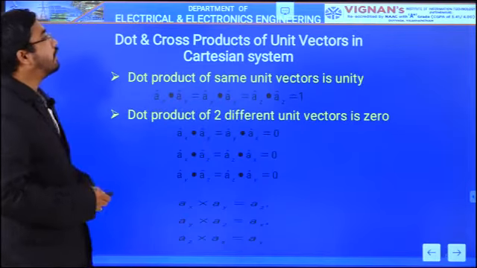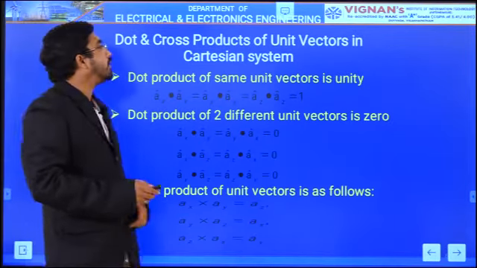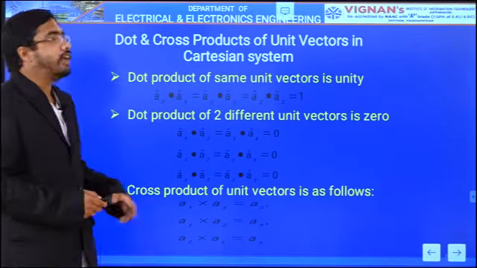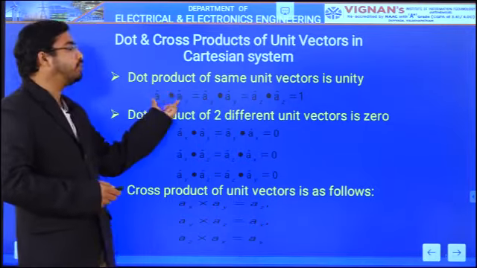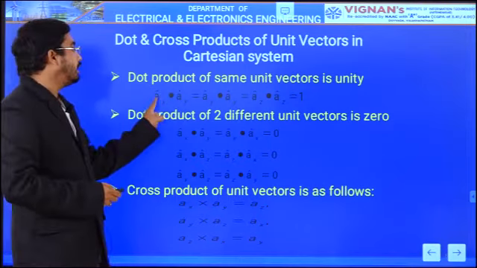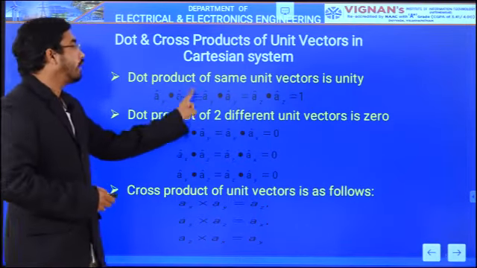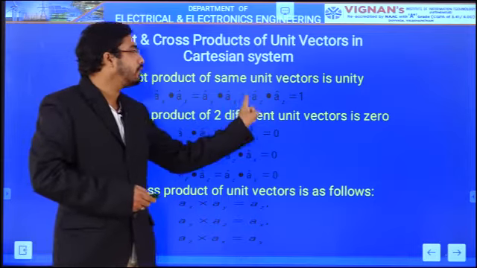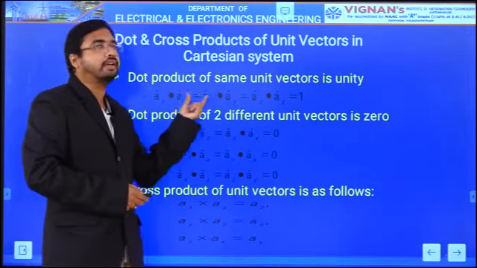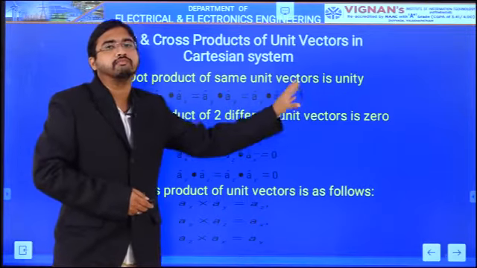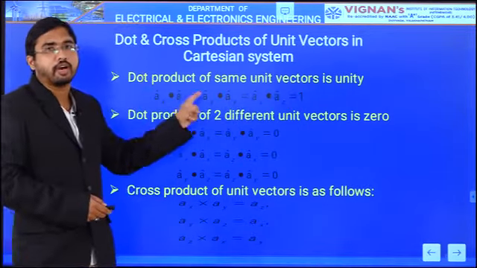So, dot and cross product of unit vectors in Cartesian system, it is very clear that if you do the dot product for two similar unit vectors, that means Ax dot Ax, Ay dot Ay and Az dot Az, the dot product of two similar unit vectors is always equal to unity. This is a very useful formula in solving problems.